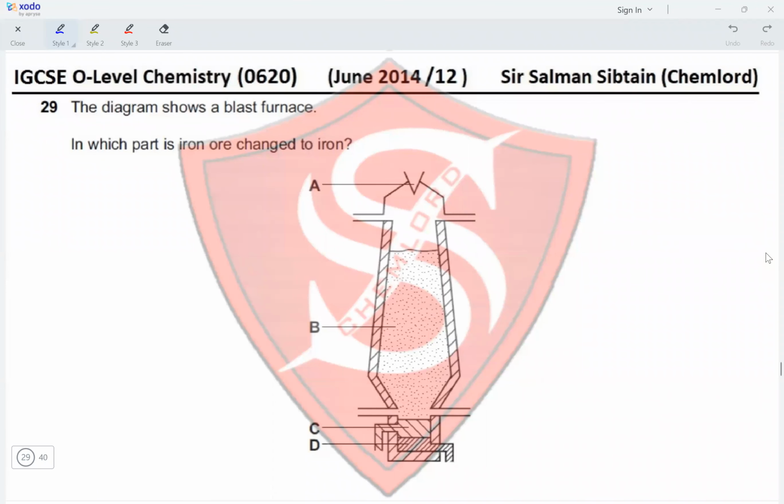Question 29. The diagram shows a blast furnace. In which part is iron ore changed to iron? So A is the start, C and D. C is the collection of slag and iron. So B is where iron is formed from its ore. So this makes option B the correct option for this question.